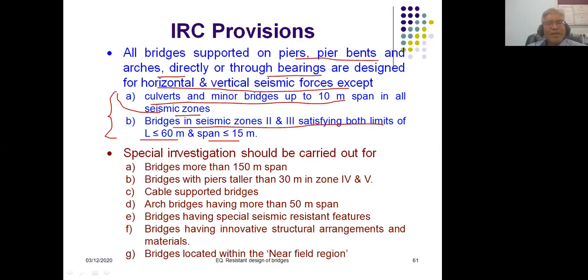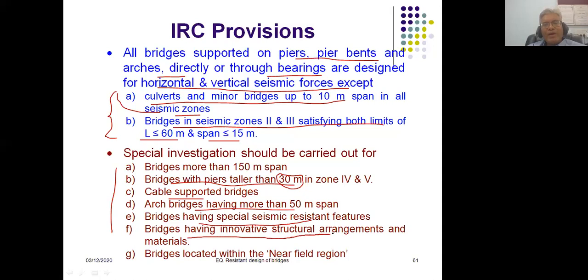Special investigation should be carried out for special cases. Here the special investigation needs to be carried out for bridges of more than 150 meters span. If it is a long span bridge, then we need to go for a special investigation. Also for bridges with piers taller than 30 meters in zones 4 and 5. When the height of the pier or abutment is more than 30 meters, then we need to go for special investigation. Cable supported bridges, arch bridges having more than 50 meters span, and bridges having special seismic resistant features, if provided.